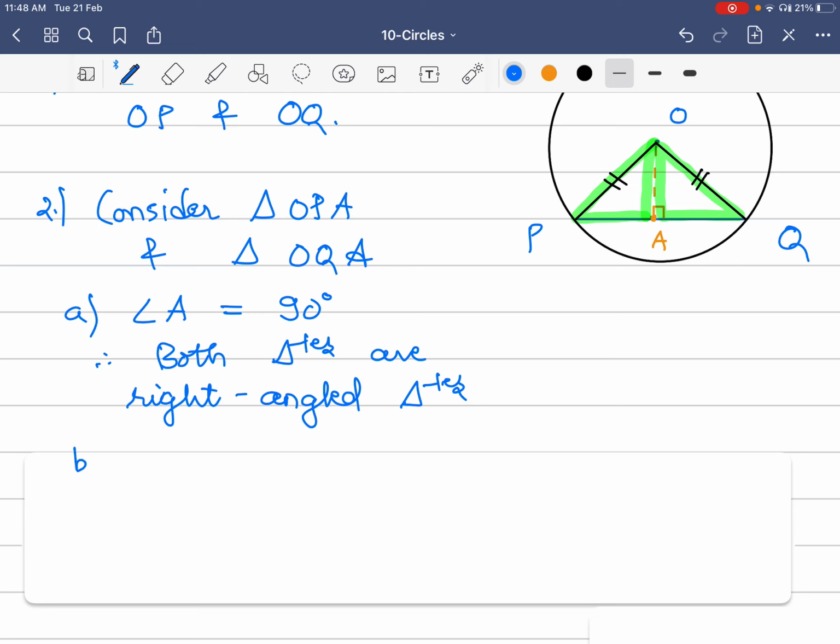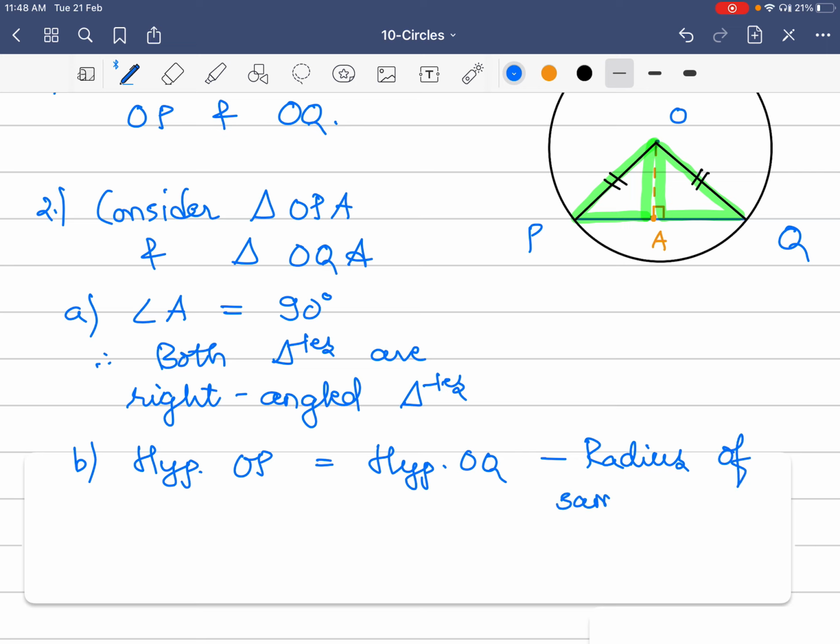Then the second point is hypotenuse OP is equal to hypotenuse OQ. Why is it? Because they are the radii of the circle. So I'm just going to write: radii of the same circle. They are the radii of the same circle, so they are going to be equal to each other. And the last point is OA is equal to OA. Why? Because it's the same side, so it's obviously going to be equal to each other.